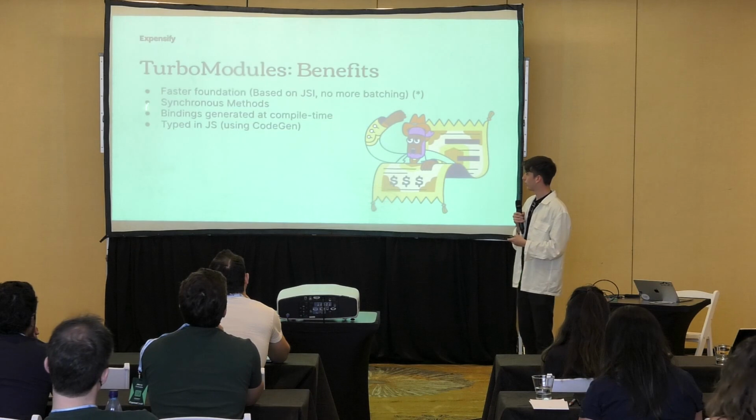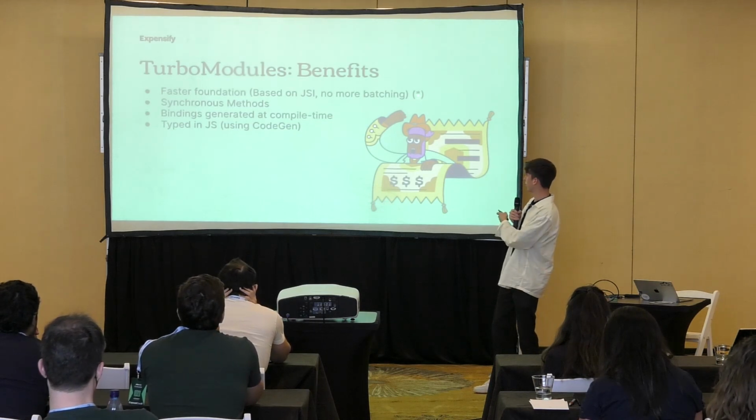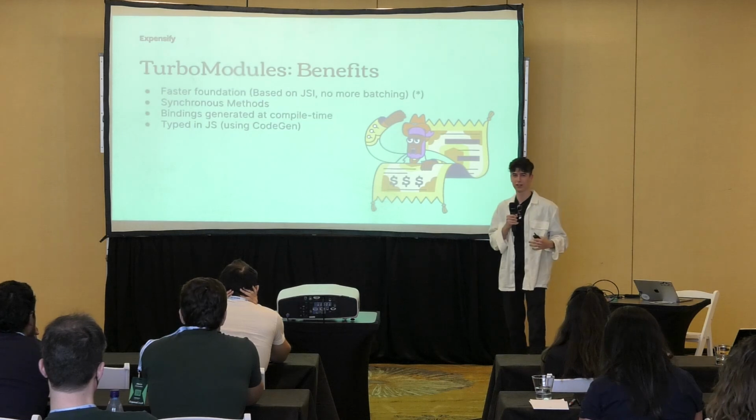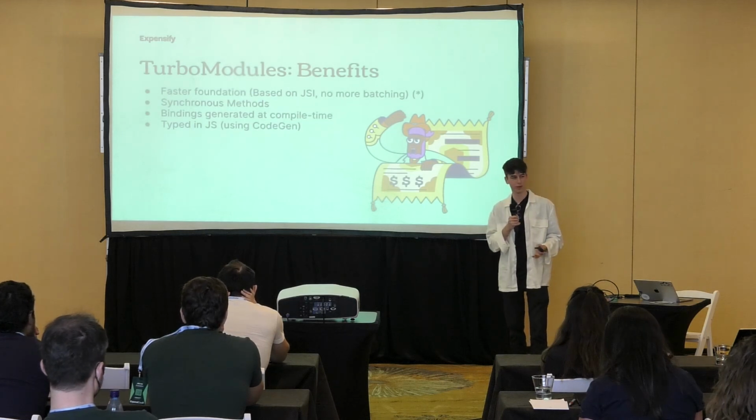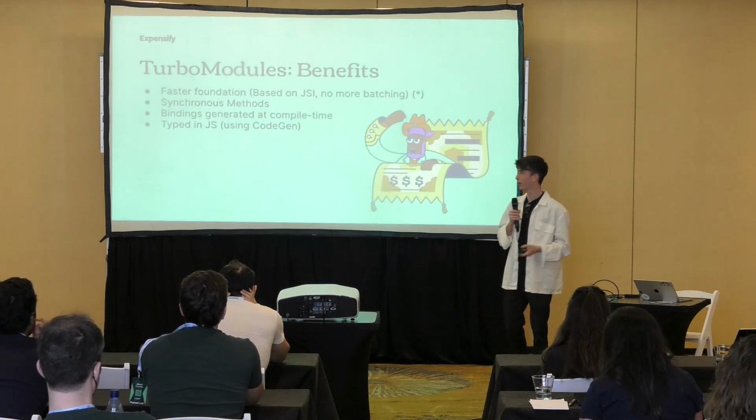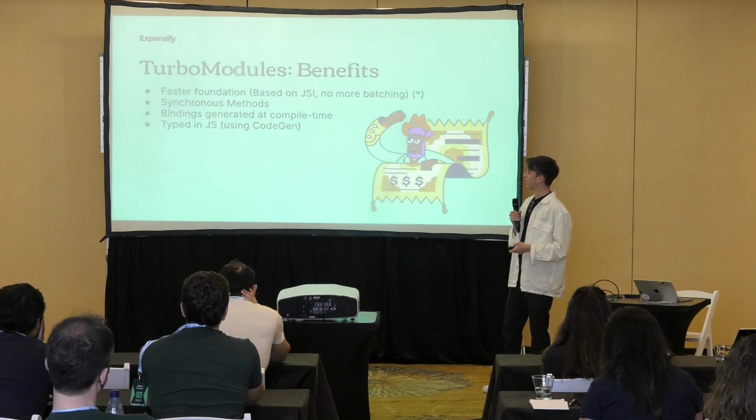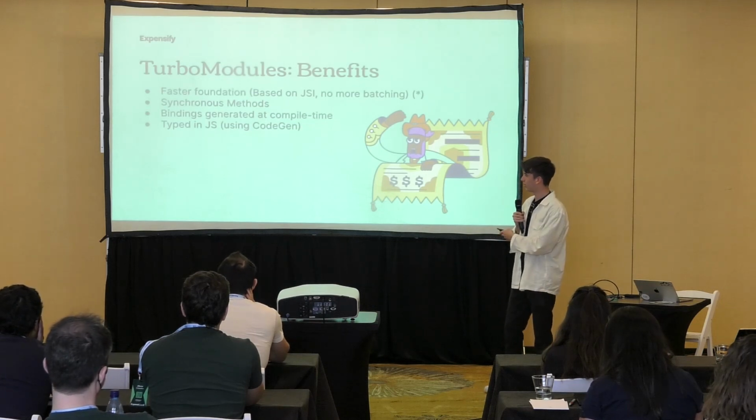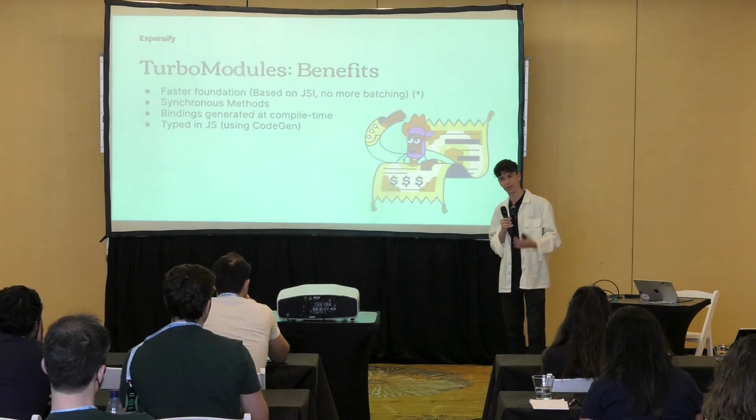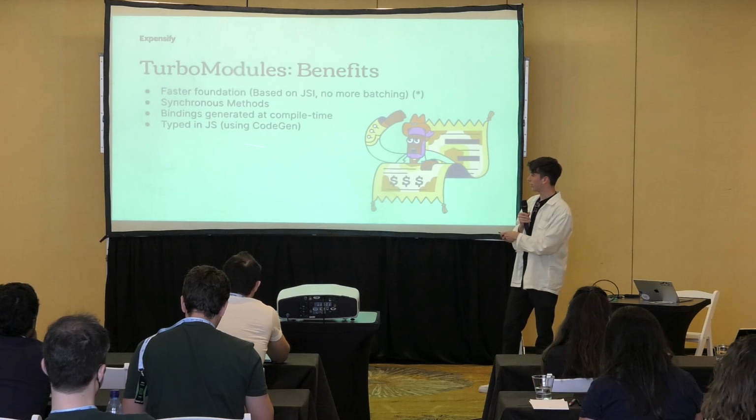It's faster because it's based on JSI, no more batching. I've put an asterisk here because it is not as much faster as everybody thought it would be. But then again, the bridge was just more mature, and this is still kind of new, so it's going to get faster. Synchronous methods: we can finally implement fully, safely synchronous methods. We have the bindings generated at compile time.